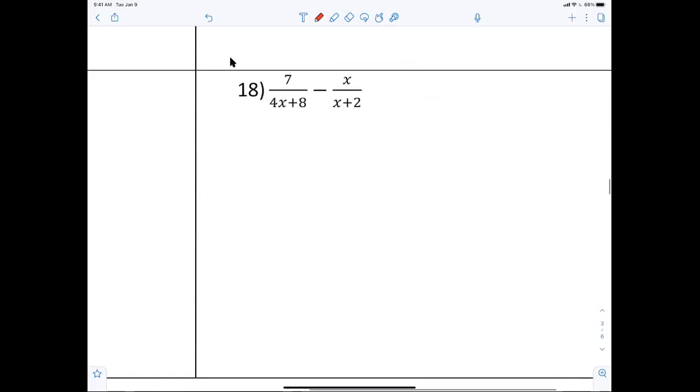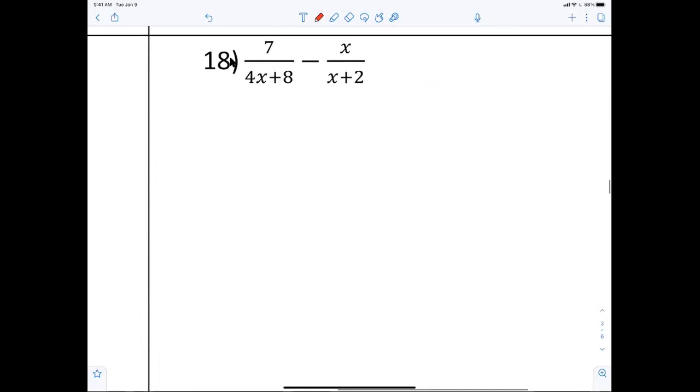18. All right, so now on 18, I want everybody to make themselves a note. Please, you always want to make sure that you're looking at the factored denominator. Some kids might look at that and say the common denominator is 4x plus 8 and x plus 2. But in reality, the 4x plus 8 is the same as 4 parentheses x plus 2. Is everybody okay with that?